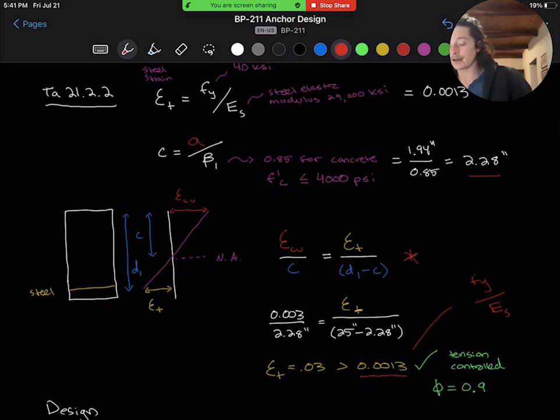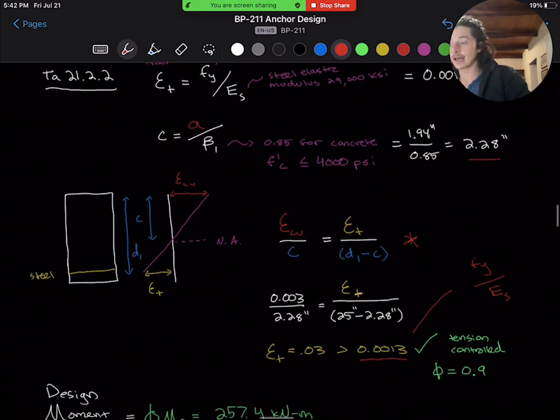And because the epsilon t for this section is 0.03, and that's greater than 0.0013, we can confirm that the steel would have to yield before the concrete crushes. And our section is tension controlled, so phi equals 0.9.